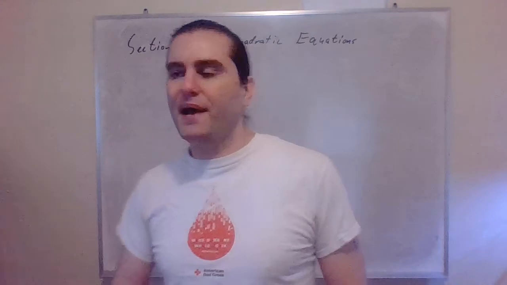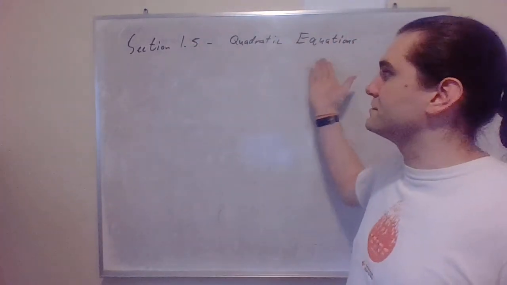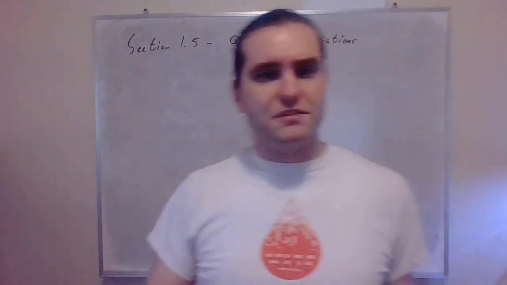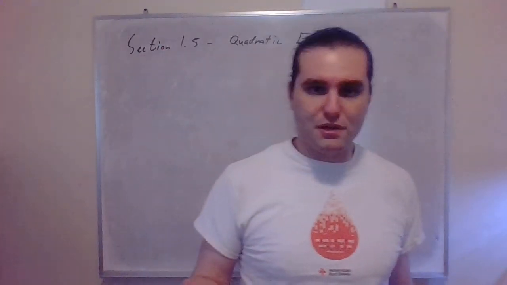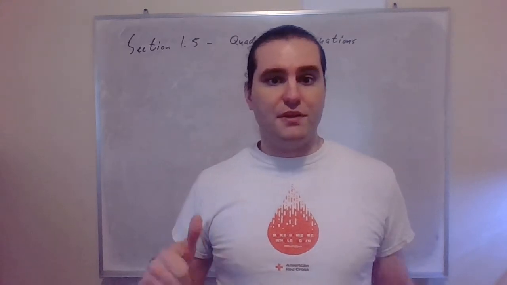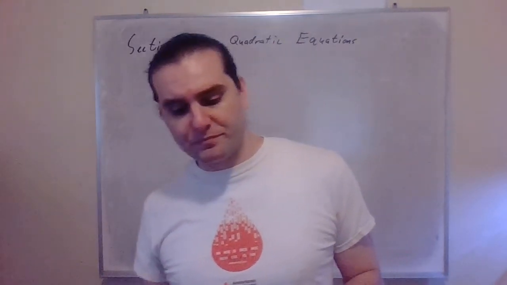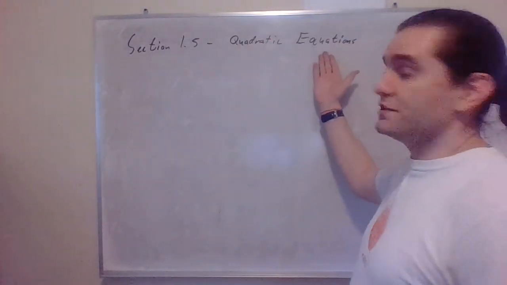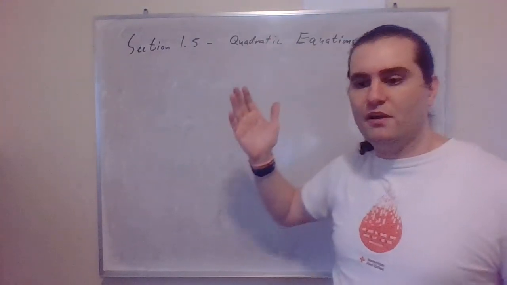This one is about quadratic equations, section 1.5. If you're coming here straight from watching section 1.2a, where we talk about linear equations, I have some good news and bad news about the similarity of this section to that section. There are some important similarities. We are still dealing with equations, which is nice.